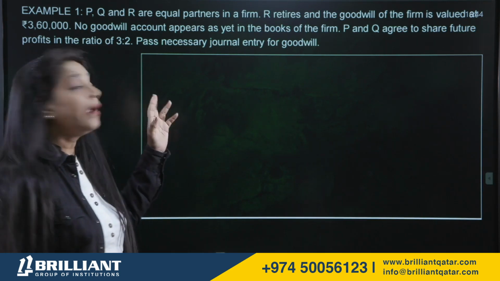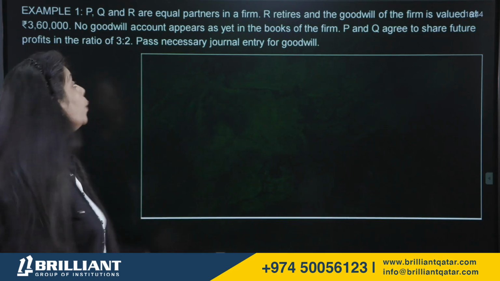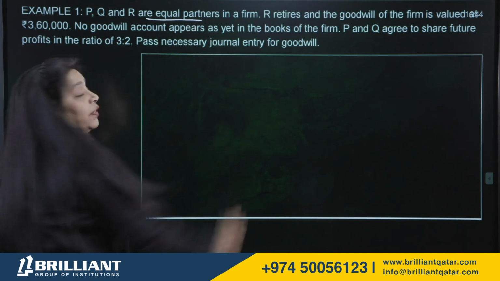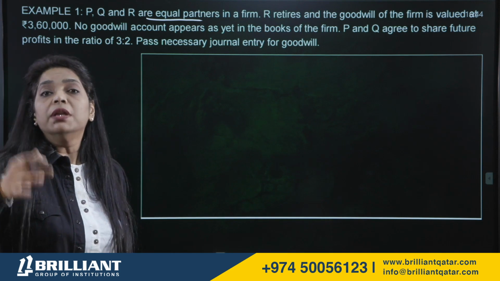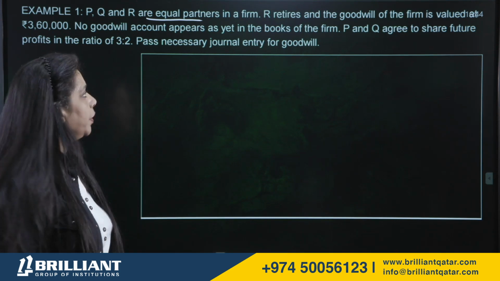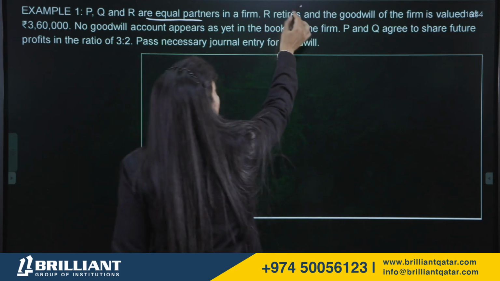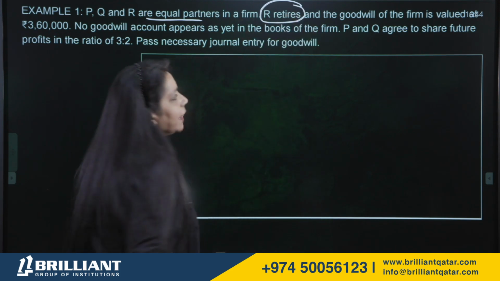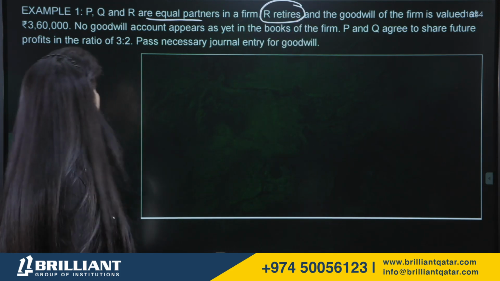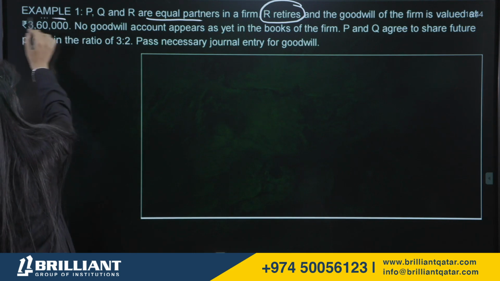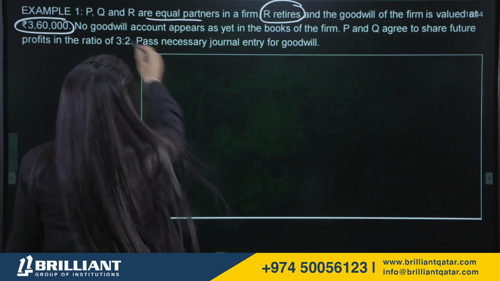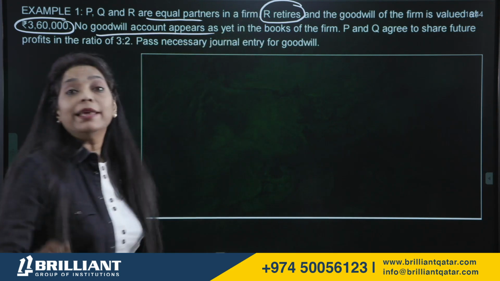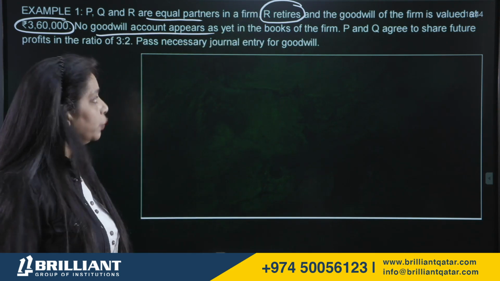Now in the first question that you have, P, Q and R are partners. They are equal partners, children. It's already given they are equal partners. So when the question says they are equal partners, that means it is 1:1:1. Who retires? It is R who is retiring. And the goodwill of the firm is valued at rupees 3,60,000. No goodwill appears as yet in the books. That means there is no existing goodwill at all.